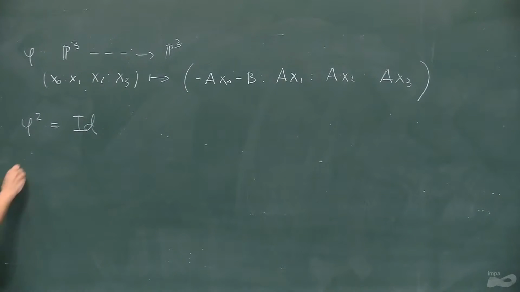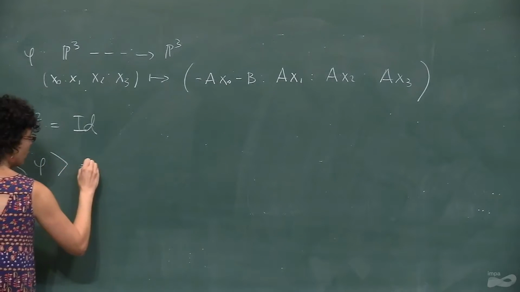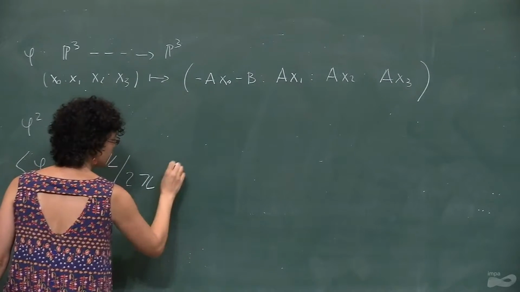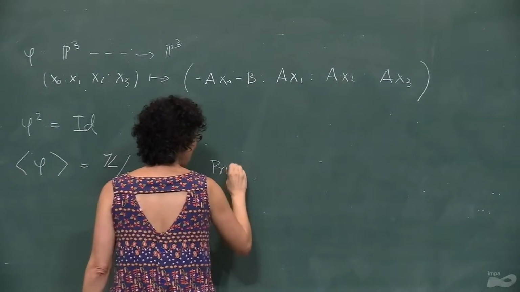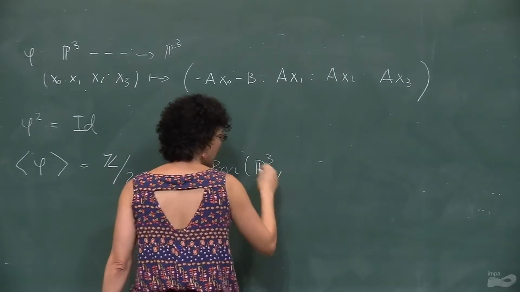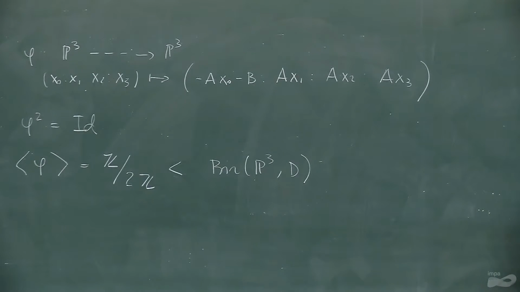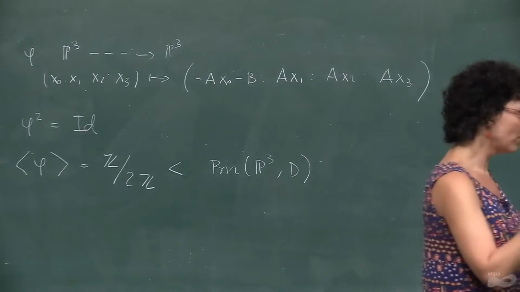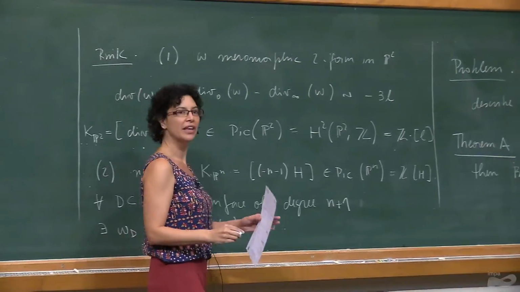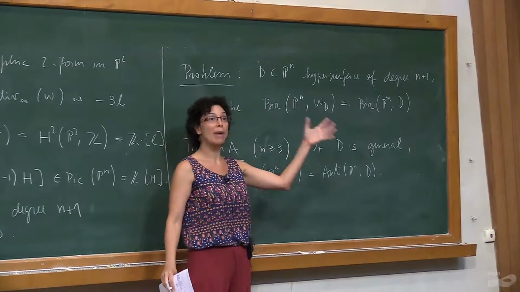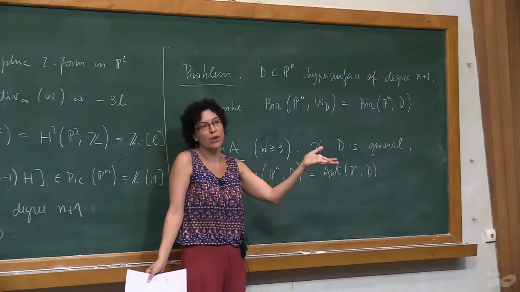And so it generates a group isomorphic to Z mod 2Z inside the group of birational maps of P3 preserving the hypersurface D, or the form associated to the hypersurface. What does it mean precisely that a birational map preserves the hypersurface? So, okay, you can think of this in two different ways. You could think of this as birational maps that restrict to a birational map of D. So this is a very geometric way of viewing this.